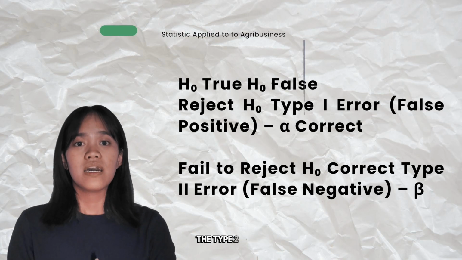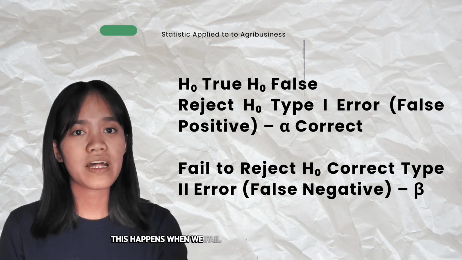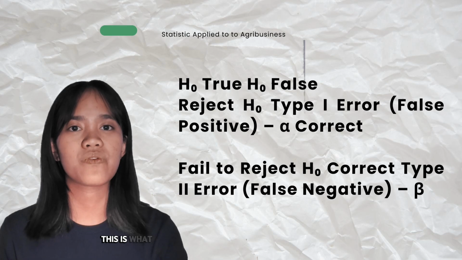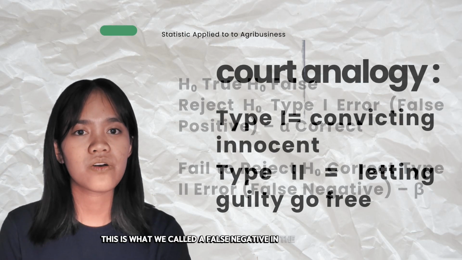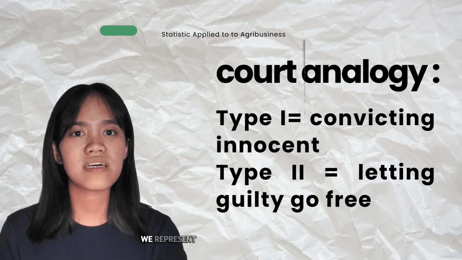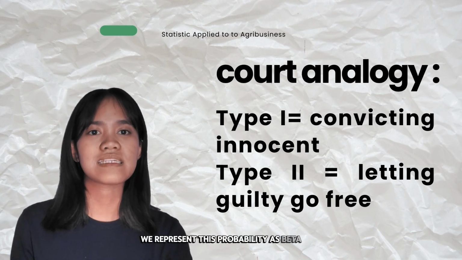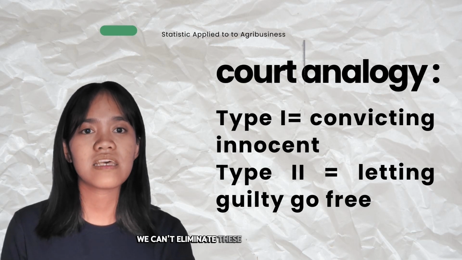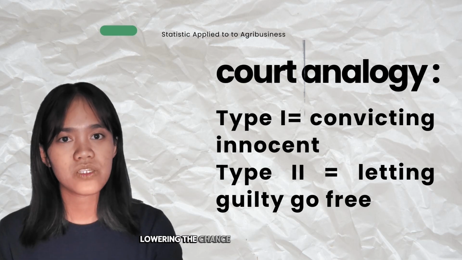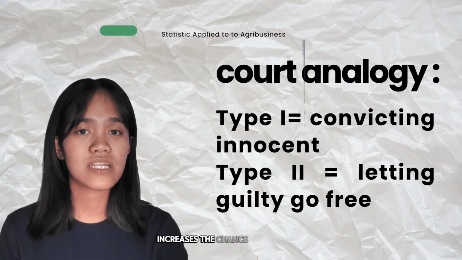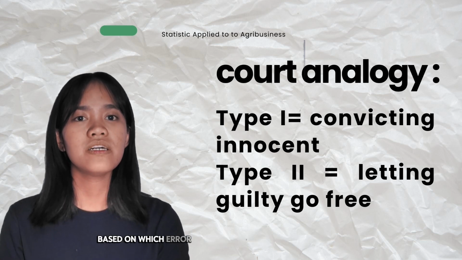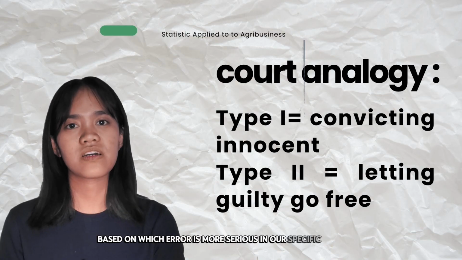The type 2 error, this happens when we fail to reject the null hypothesis, but it is actually false. This is what we call a false negative. In the court example, this is letting a guilty person go free. We represent this probability as beta. We can't eliminate these errors completely, but we can manage them. Usually, lowering the chance of one type of error increases the chance of the other. So we choose our significance level based on which error is more serious in our specific situation.